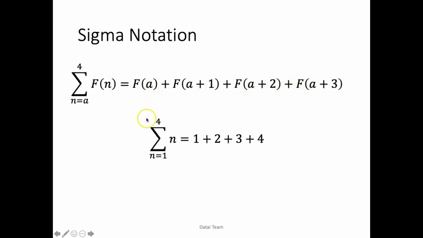For example, if we simply have 4 values, initial value is equal to 1, and we are adding n's, so we get 1, the second n is 2, 3, 4, and this gives us the sigma notation for this value here. And sigma notation is very widely used in mathematics.